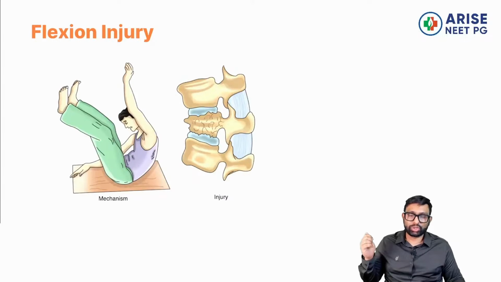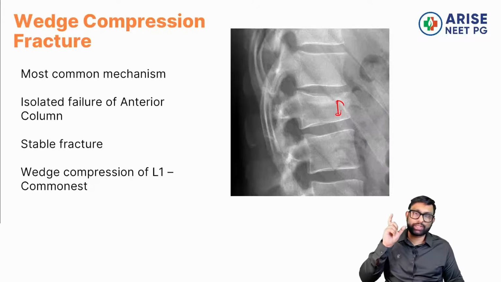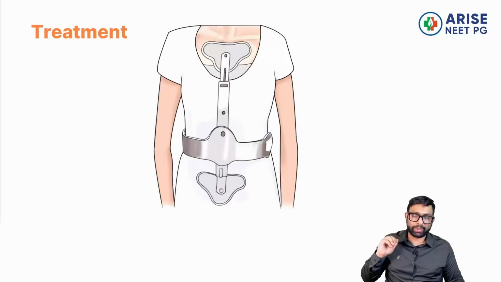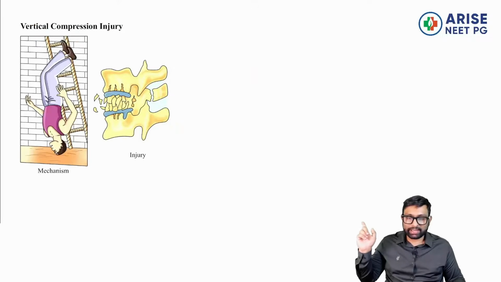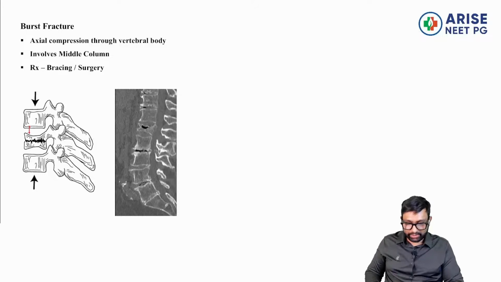So when you have a flexion injury like this, a patient will have only collapse of the anterior column, which is called as a wedge compression fracture, isolated failure of anterior column. It's a stable fracture because only one column is involved. So treatment is an ash brace like this. If you have a vertical compression fracture like this, you will have damage to two columns, anterior and middle column. So it will involve the middle column as well, and this is called as a burst fracture.